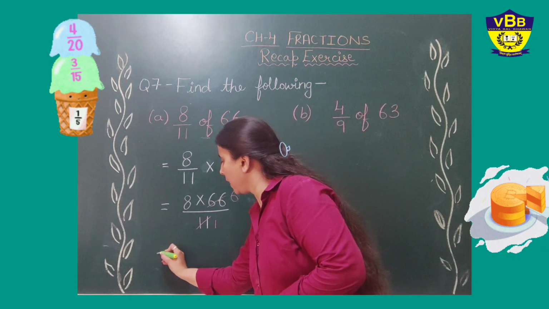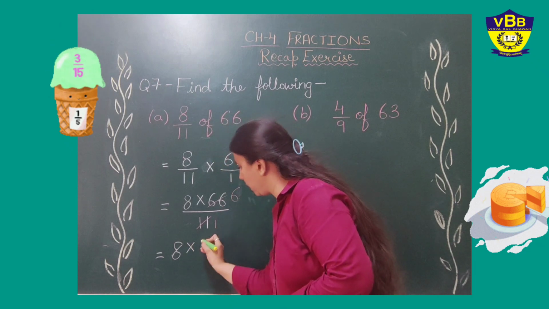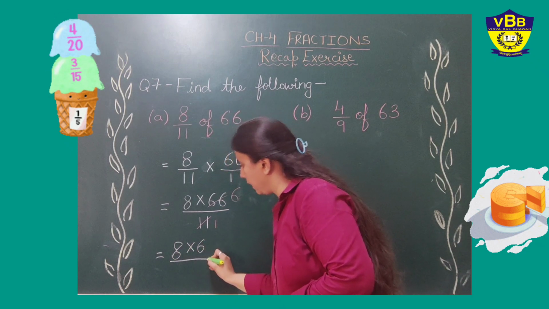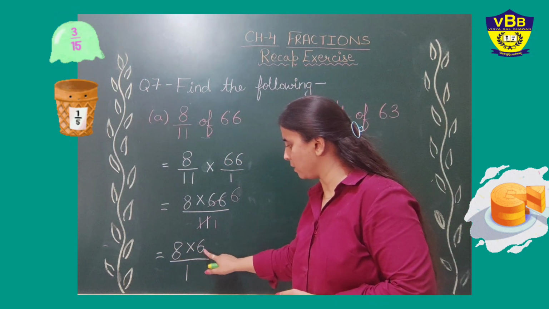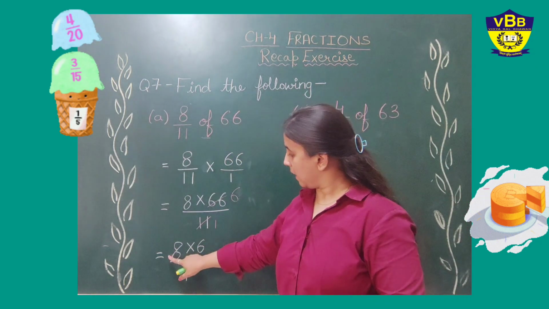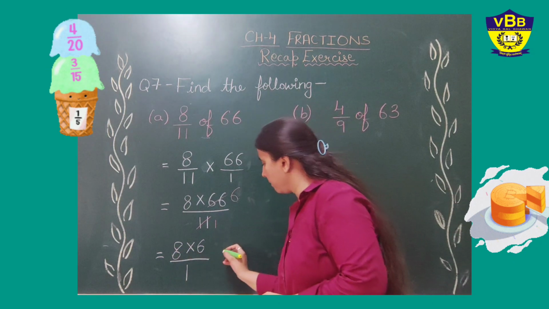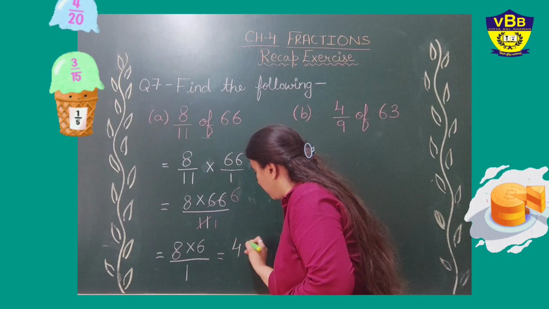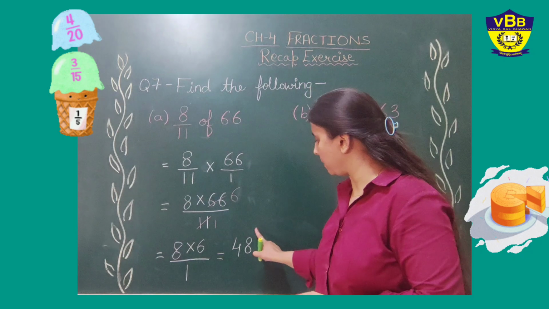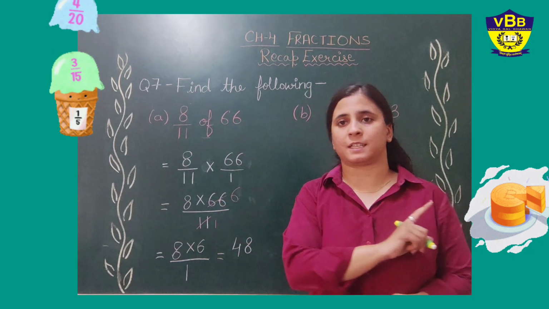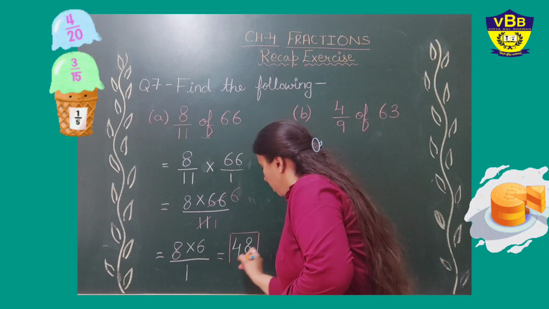Now, what are we left with? 8 into 6, and in the denominator we are left with 1. So it becomes 8 into 6 upon 1. Now multiply the digits which are there in the numerator. 8 6s are 48. And the denominator is 1. That means whenever the denominator is 1, it is a whole number. We can skip writing 1 and it becomes 48. That is your answer.